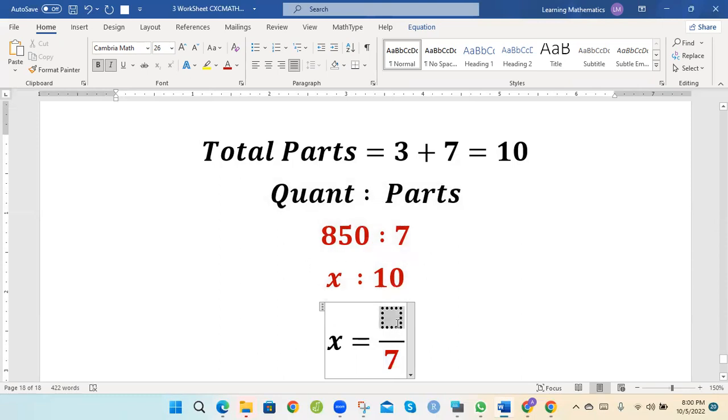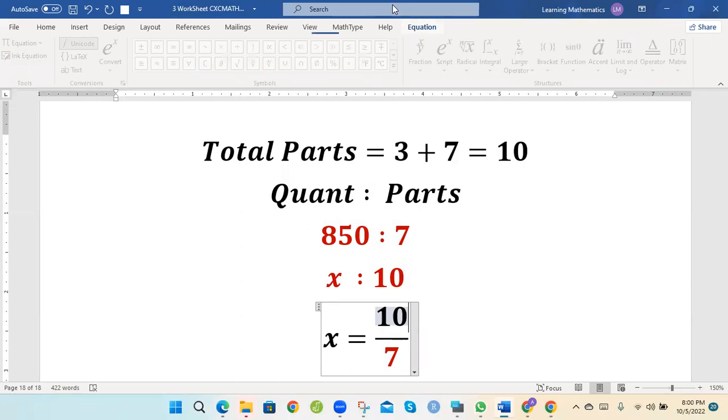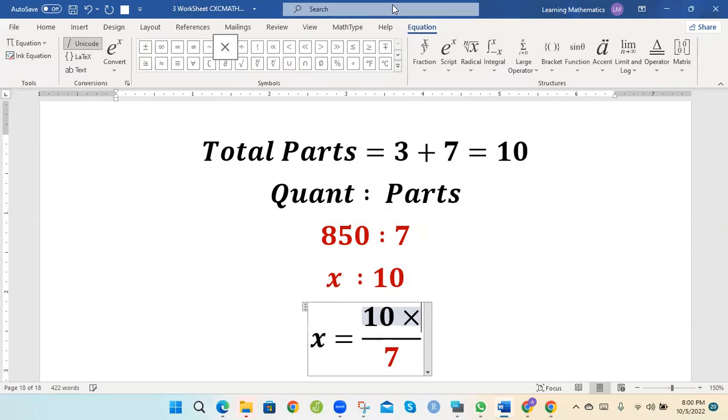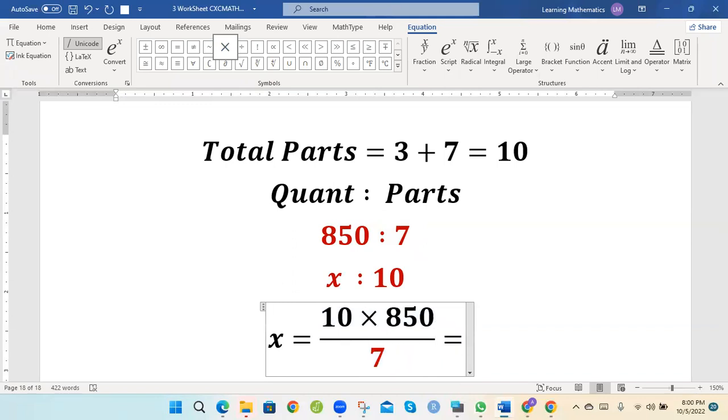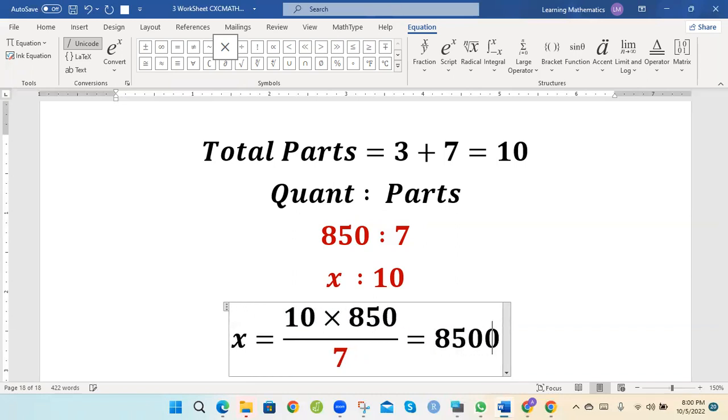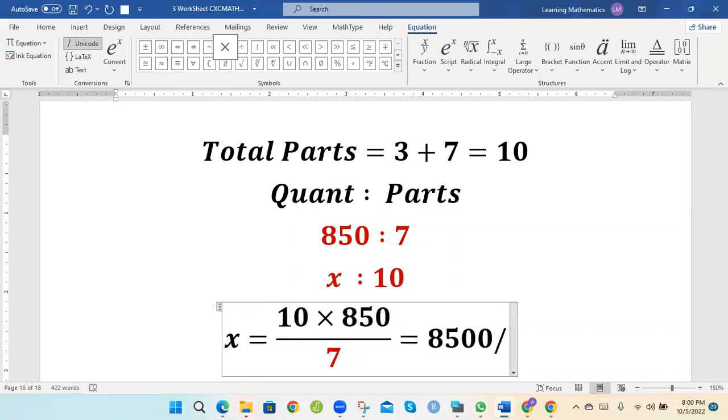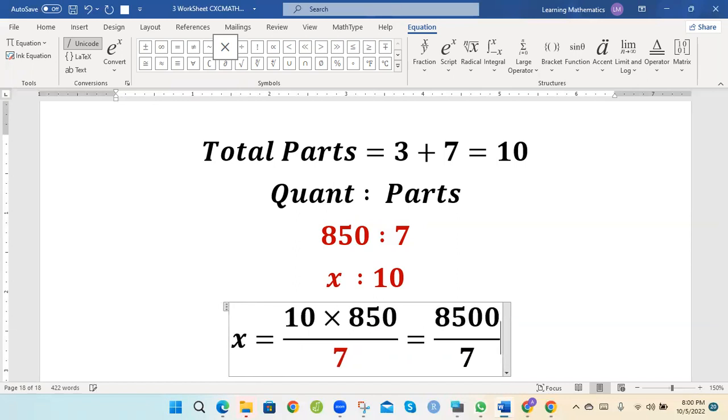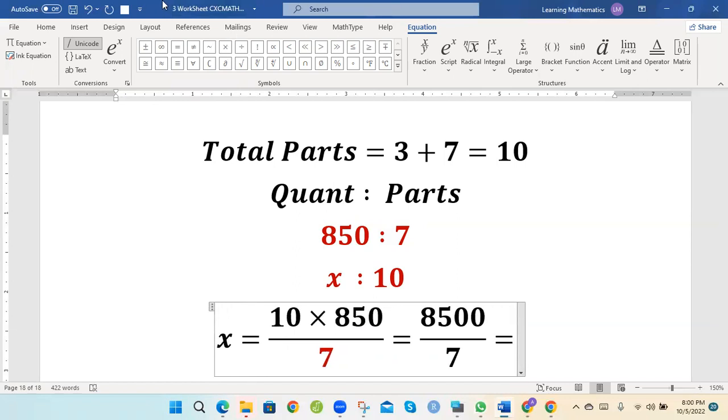So therefore now, as you correctly said, it's 850 times 10 or 10 times 850. Multiplication is commutative, the order does not matter. And what you're going to have is 8,500 divided by 7. And that's how much? Can somebody please tell me?